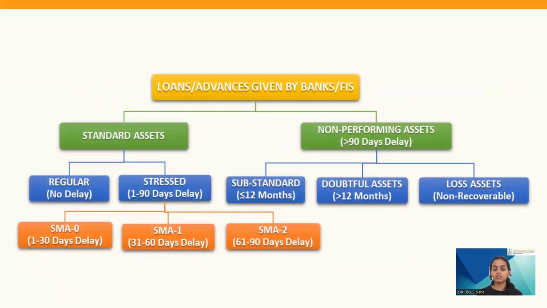The loans or advances given by banks and financial institutions can be classified into standard assets or non-performing assets, which can be further classified into substandard assets, doubtful assets, or loss assets.